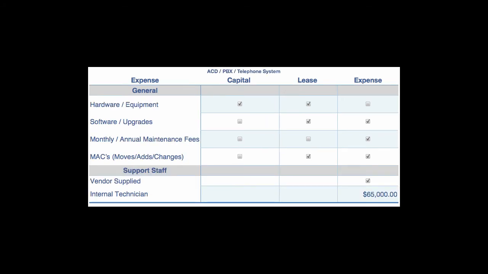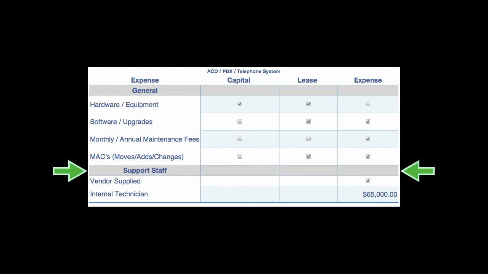So let's move on to ACD, PBX, telephone systems. General expenses here. You've got your hardware and equipment associated with the phones, and this can run from headsets to telephones to additional cabinets within your PBX ACD system. And of course, you've got annual or maybe biannual upgrades for software to keep the system up to the latest revision level. So you need to include that in your budget. If it's that time of year, you've got monthly and annual maintenance fees that you need to include.